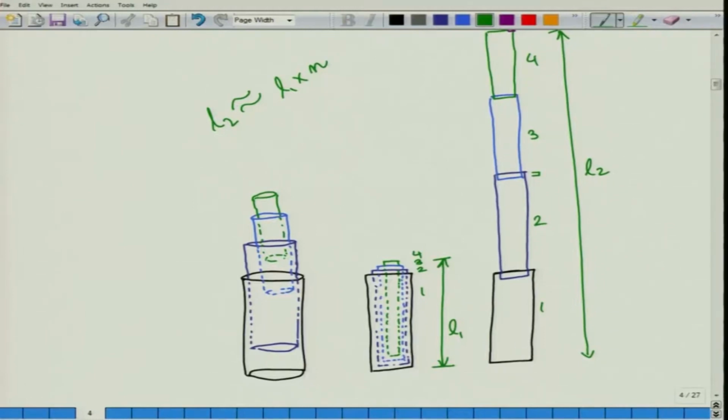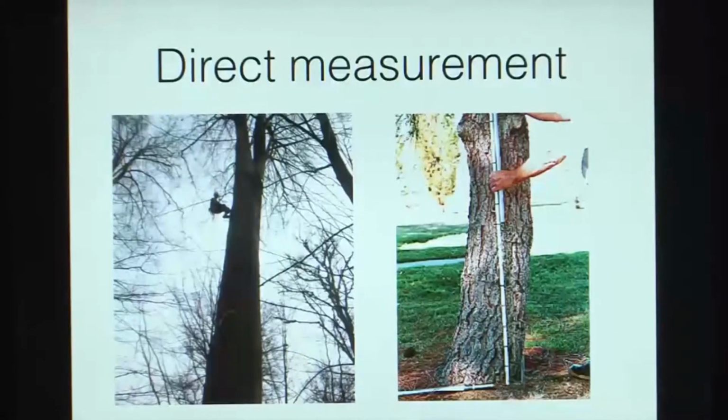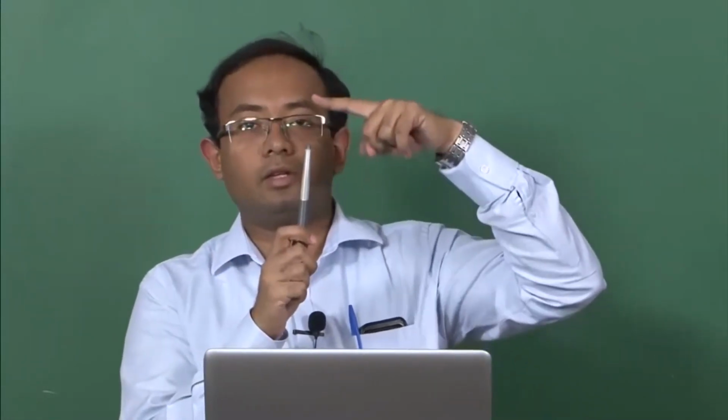When we use such a tube, as we can see on our slide now in the second figure, you can put rulers on top of each other and tie them, or you could use this telescopic tube. You keep it at the bottom of the tree, then you keep on extending it till it reaches the top height of the tree. When it has reached the tip of the tree, the length of the telescopic tube will be equal to the height of the tree. So, these are two methods of direct measurement.